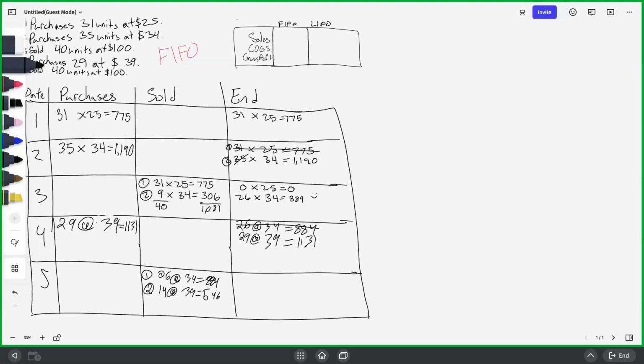Okay, wait, oh yeah, now I gotta cross that out real quick, and 15 at 39. I think that's it. Well, you have to put the equal, you have to put the value. Oh, okay, I didn't map it for you.